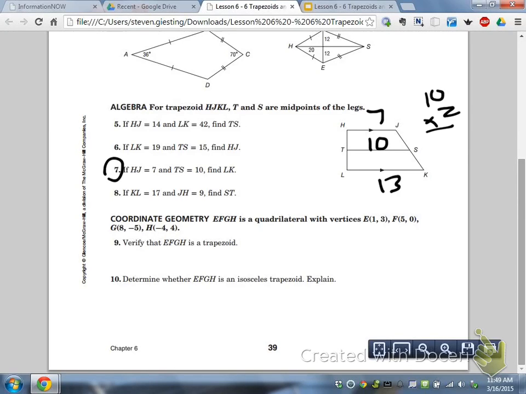Remember, take your mid segment, double it to get 20, subtract off the one leg or the one base that you do know, and you get the other base of 13. Okay, number 8. If KL is 17 and JH is 9, find ST.